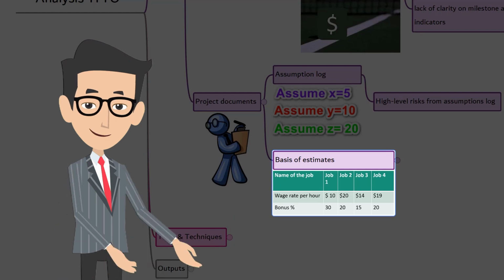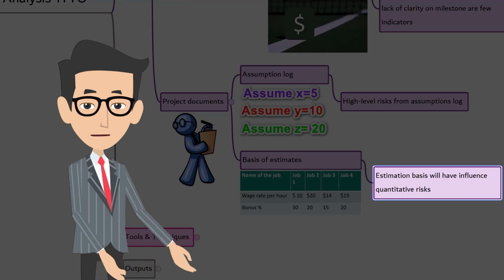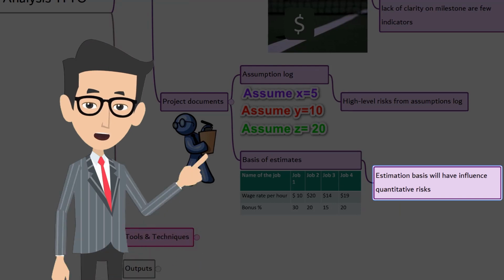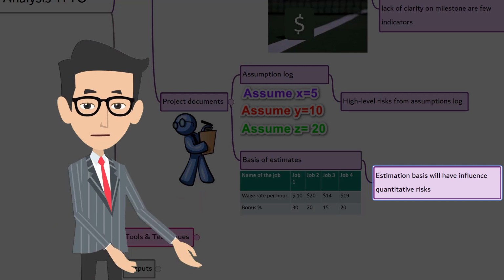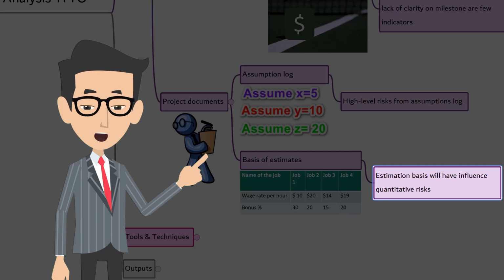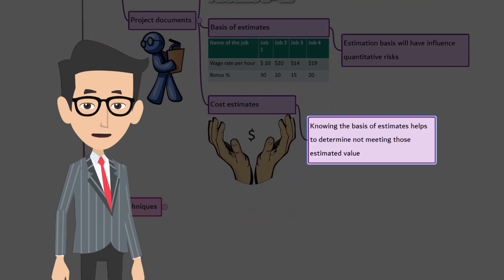Basis of estimates. The basis of estimates used in the planning of project may be reflected in quantitative risk analysis process. This may include information on the estimate purpose, classification, assumed accuracy, methodology, and source. Cost estimates. In a project, typically you have cost estimate, duration estimate, resource estimate. If you know what are those estimates, the basis of estimates can help you to determine risk in the project of not meeting those estimates.